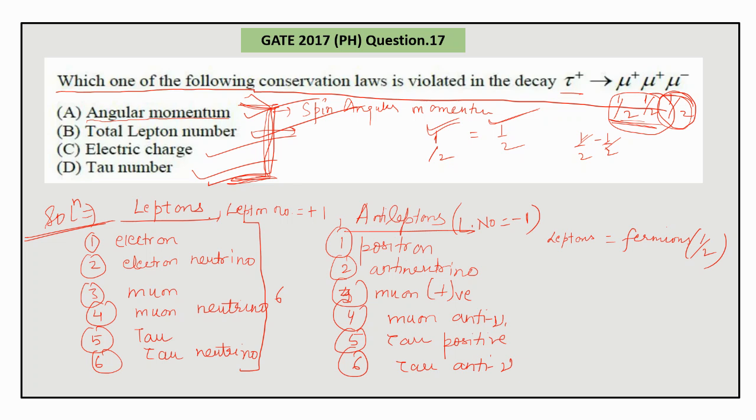Total lepton number. So there is lepton number for electron, lepton number for muon, and lepton number for tau. So total lepton number is equal to L_e plus L_mu plus L_tau. Here L_tau is equal to which one? Negative, minus 1, because it is tau positive. So lepton number will be minus 1. I should write here, mu negative.